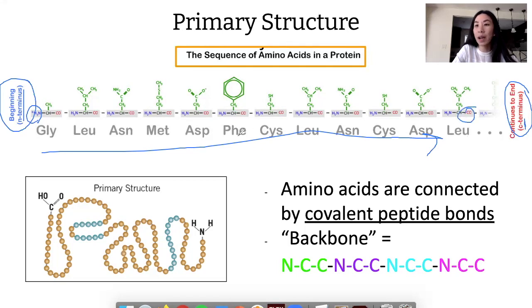So for amino acids, there's directionality. They go in order. So if you look at this diagram right here, this would be the start. I'll type this out actually. So this would be the beginning, which is the N terminus. And then if you continue all the way to the end, this would be the final amino acid, which will be the end, which is the C terminus.